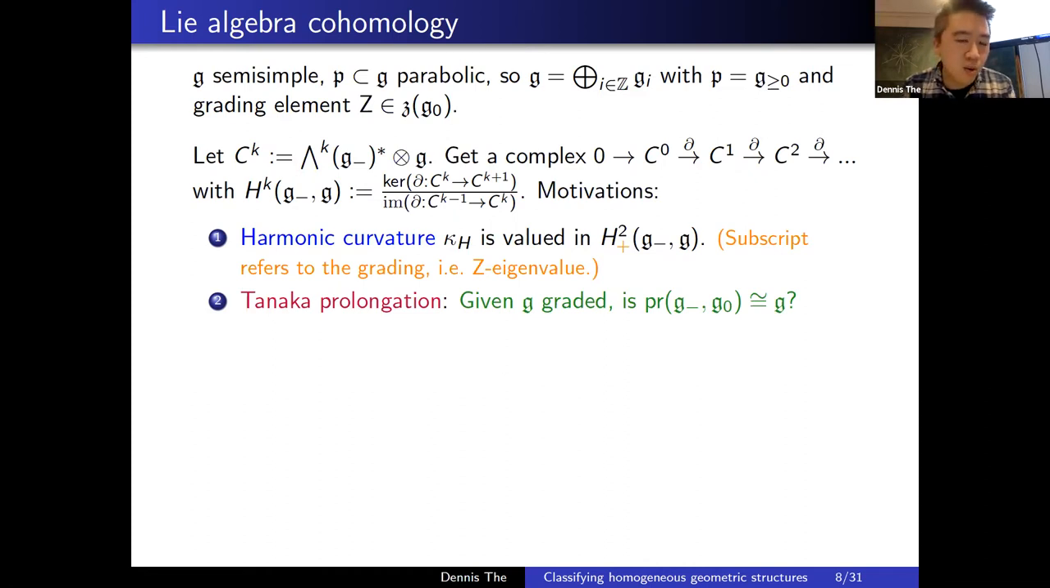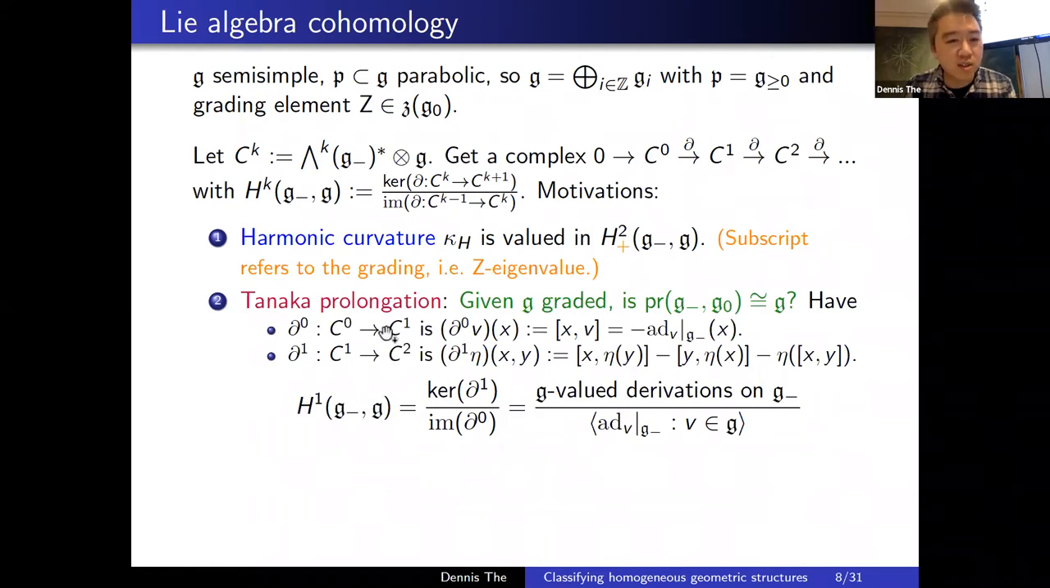So instead of that general problem, however, suppose that you have a given graded Lie algebra G already, and you look at its negative part and the zero part, and you ask the question, is the Tanaka prolongation of this minus and zero part isomorphic to the given graded Lie algebra that I started with? This is a very different question, and it's easier. And so we can attack this using Lie algebra cohomology.